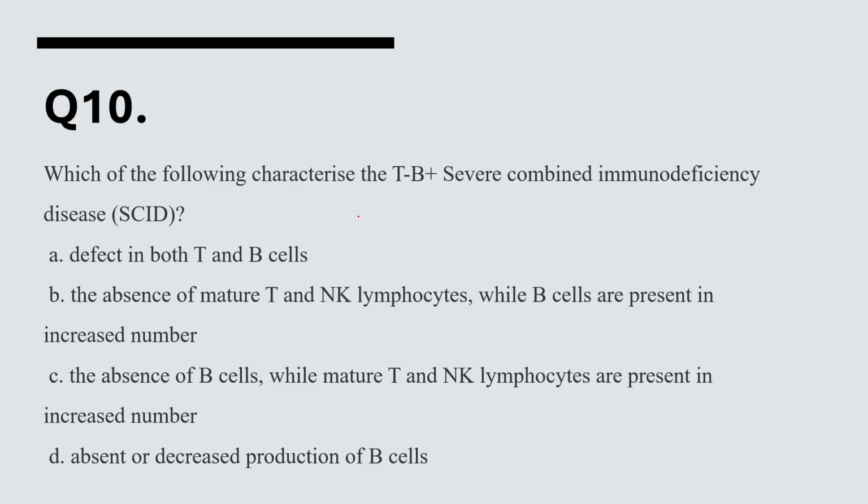Next question is, which of the following characterizes TB plus severe combined immunodeficiency disease, SCID? Please read the options carefully and try to answer. Is it a defect in both T and B cells, or the absence of mature T and NK lymphocytes while B cells are present in increased number, or the absence of B cells while mature T and NK lymphocytes are present in increased number, or absent or decreased production of B cells? Which one will it be?